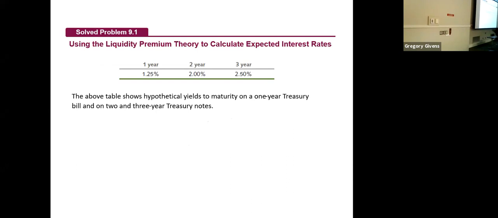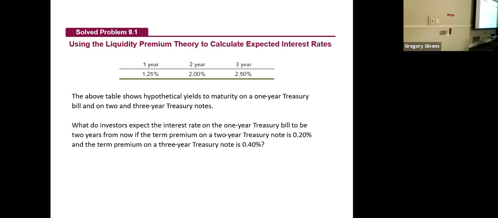Let's suppose I give you an example yield curve. So here's the interest rate on a 1-year, 2-year, and 3-year bond today. So it's slightly upward sloping, right? 1.25% on the 1-year, the 2-year interest rate is 2%, 3-year interest rate is 2.5%. Okay.